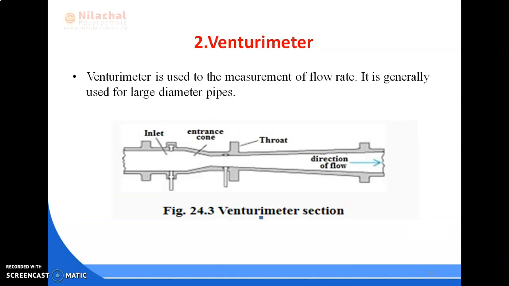Next is the Venturimeter. This instrument is used for the measurement of flow rate, that means discharge. In this case, we measure the discharge. It is generally used for large diameter pipes.